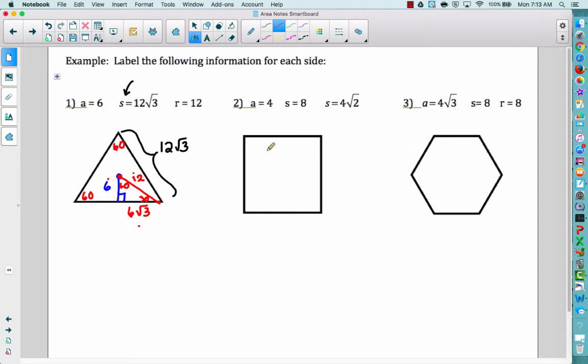Okay? All right, let's look at a square. Apothem, draw in your center. Perpendicular segment to the opposite side, so that would be 4.